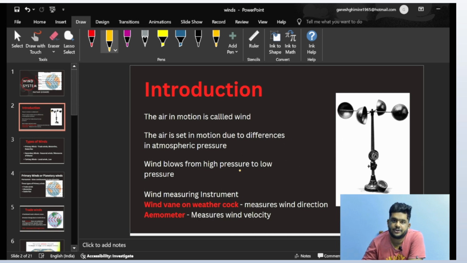And what is the instrument that is used to measure wind? It is called an anemometer. Right. This is the image as you can see here in this slide.